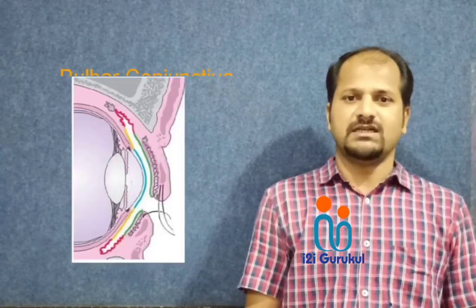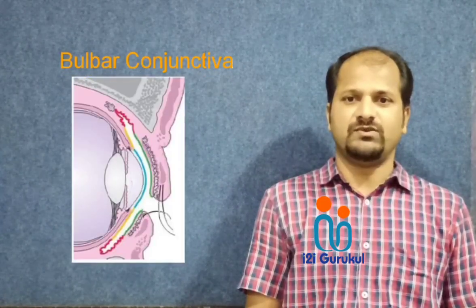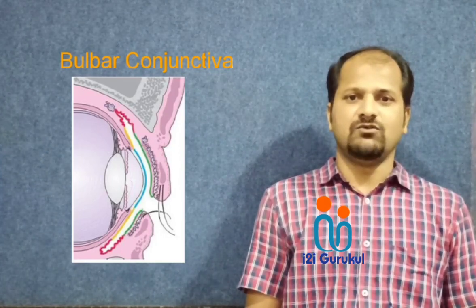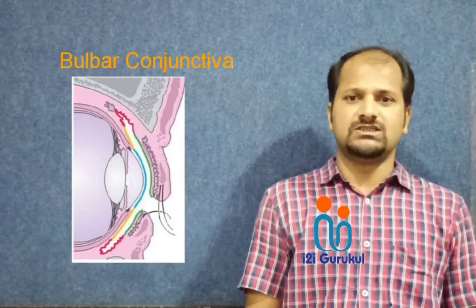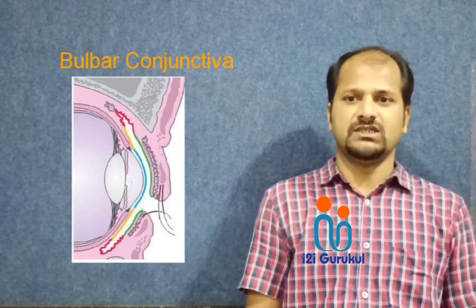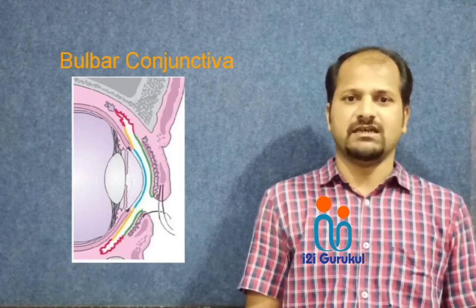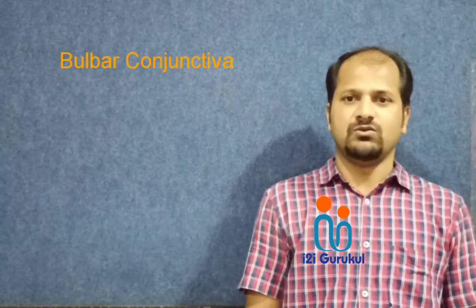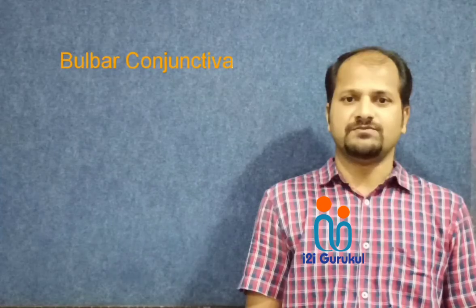Coming to the next point, that is bulbar conjunctiva. It is the thinnest of all the parts of the conjunctiva. It covers the outer eyeball. Due to its transparency, the white sclera and blood vessels are seen clearly. Bulbar conjunctiva can be divided into two parts, scleral and limbal.